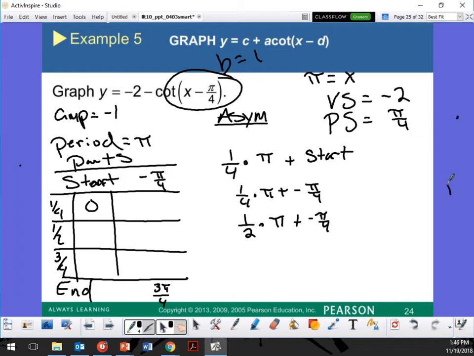So what are we getting? 0, pi over 4, and pi over 2.